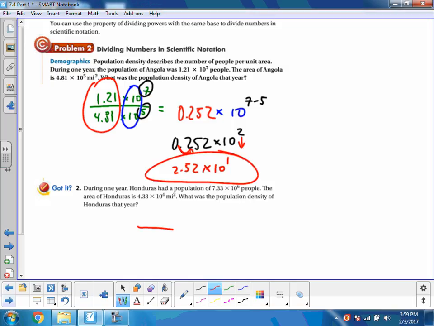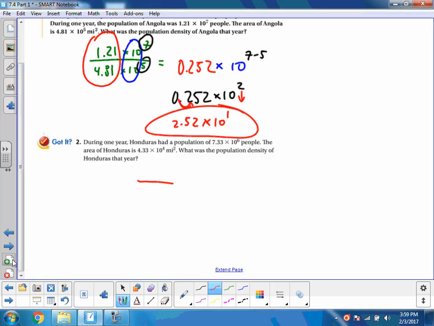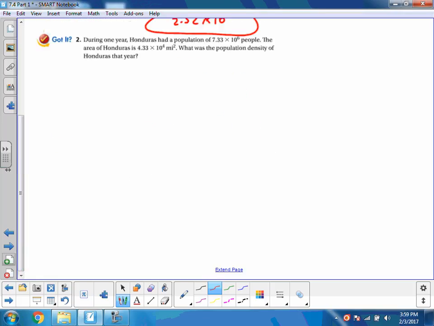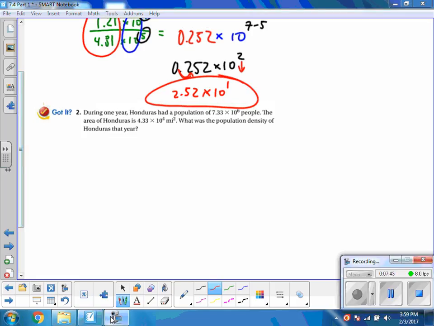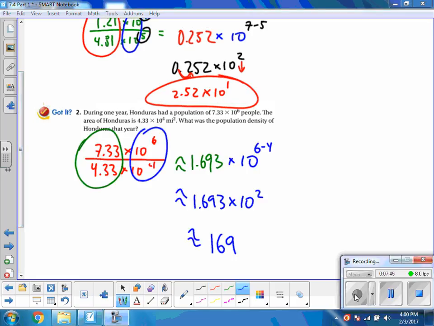Let's see, you get to do one. Lucky you. All right, why don't you do a little pause and give it a try. Okay, I'm going to take a look at it. In scientific notation, my answer would be this. And when I simplify it by moving my decimal 2 places to the right, I end up with about 169 as the answer to this question.